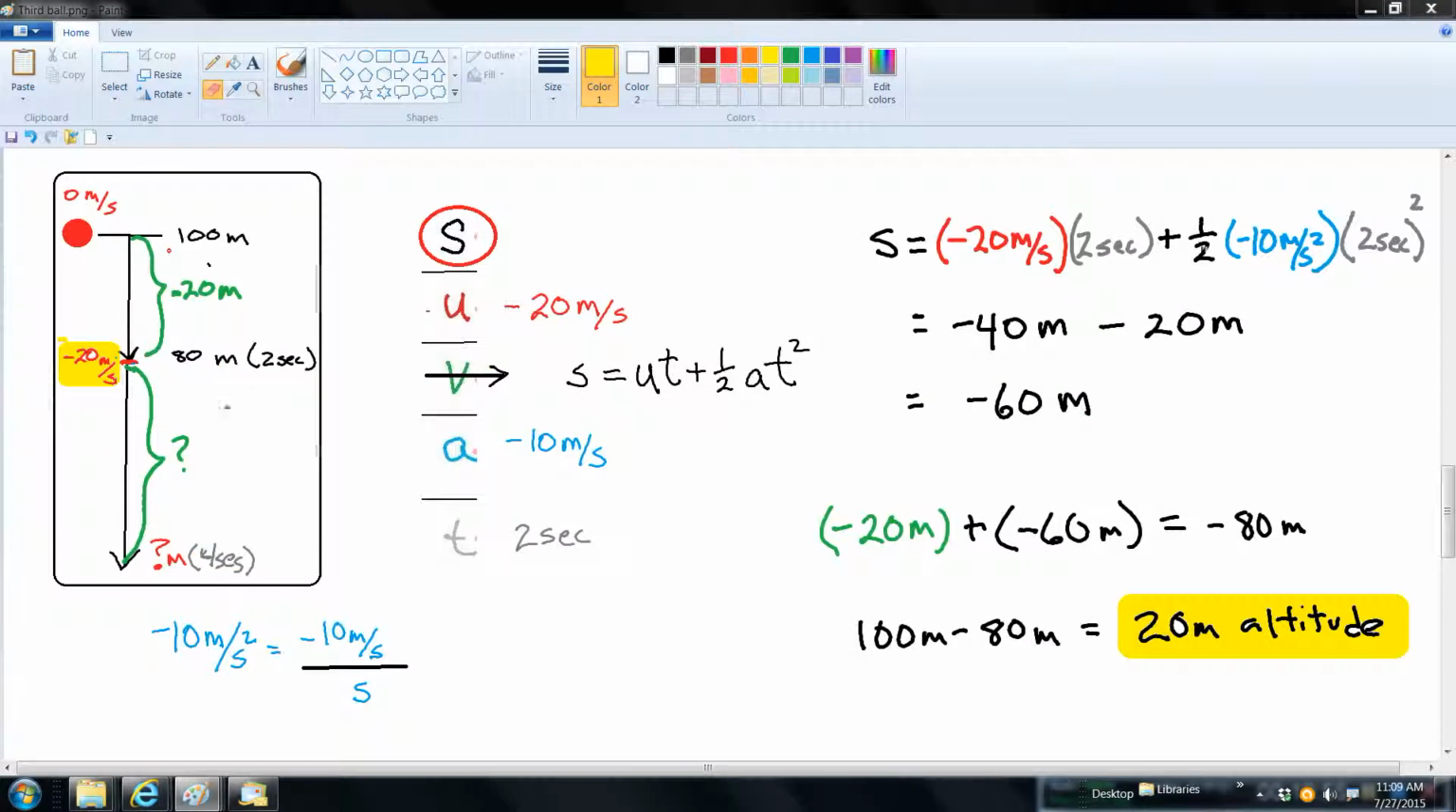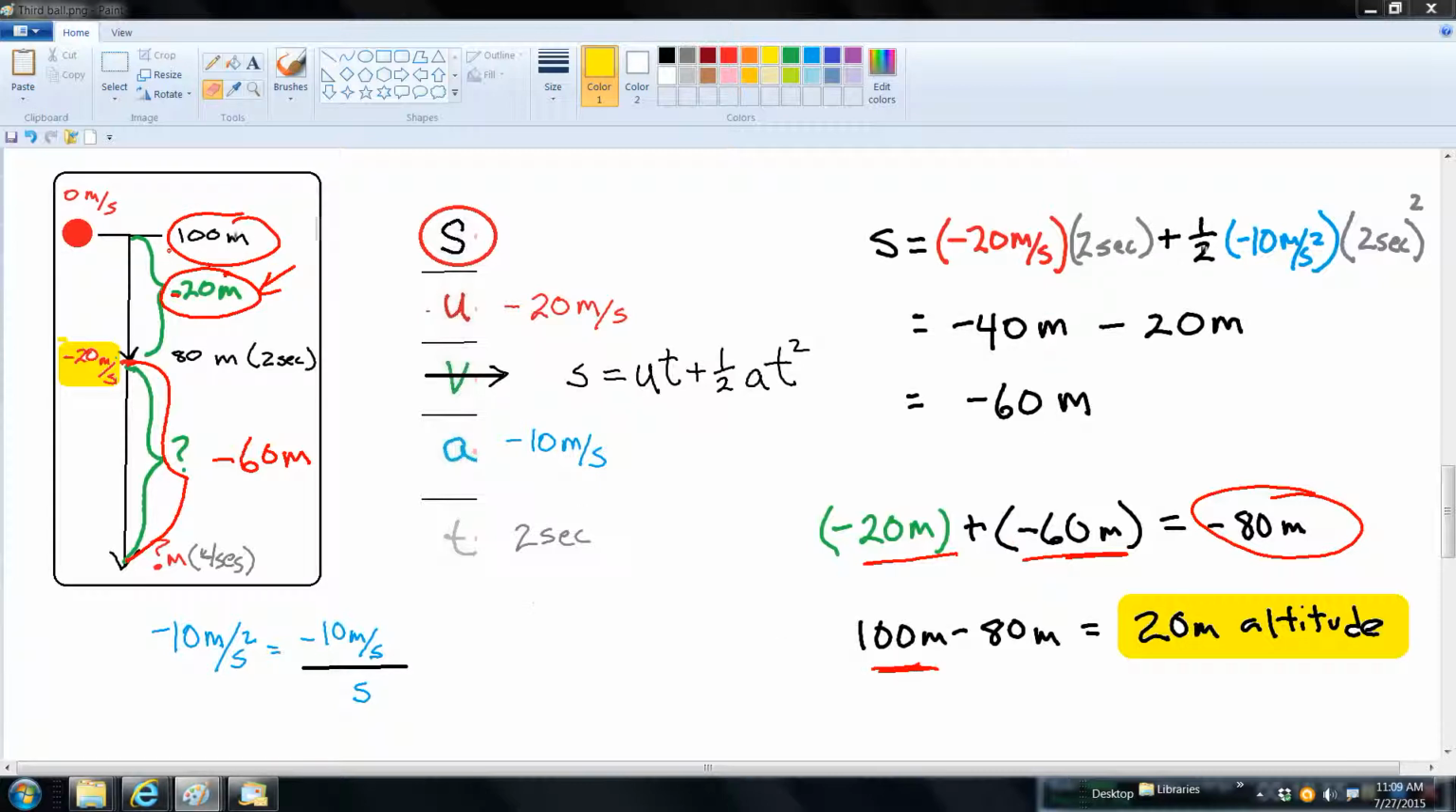So that means between this point it's minus 60 meters. And then up here, it fell, they told us this in the problem, minus 20 meters. So again, we're at minus 80 meters total in the 4 seconds, which is what we found in the first approach. And we subtracted that from the initial altitude of 100 meters, and we still end up with the same answer. Now, I would never do the problem this way. I would do it the first way because it's a much easier strategy.